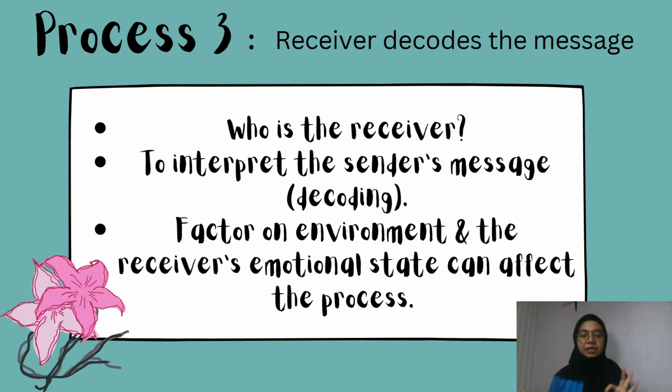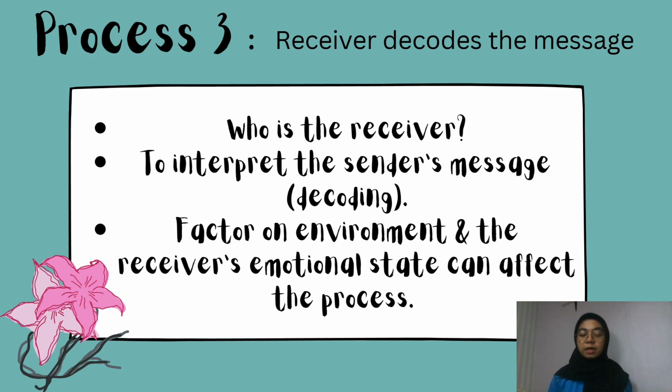The third process is the receiver. Who is a receiver? The individual or the group to whom a message is directed may be called a decoder. The receiver's task is to interpret the sender's message, both verbal and nonverbal, with as little distortion as possible, which is known as the decoding process.